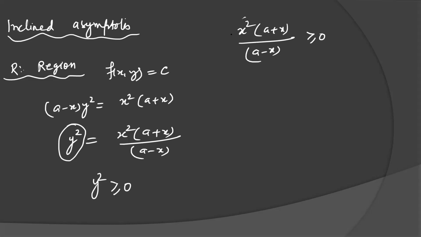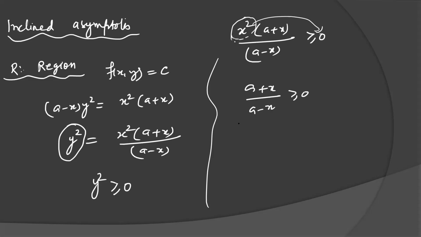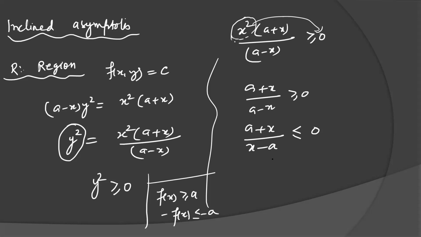Now, x square is not creating a problem here. x square is always greater than or equal to 0, so you can eliminate this term. (a plus x) over (a minus x) is greater than or equal to 0. But I told you in lecture 14, if you are solving any linear inequality, then the coefficient of the variable should be positive. So for making it positive, we take the negative sign outside, and the negative will go to the right-hand side and the inequality will be changed. The trick is very similar: if f(x) is greater than or equal to a, then minus f(x) will be less than or equal to minus a. So now you have two points, a and minus a.